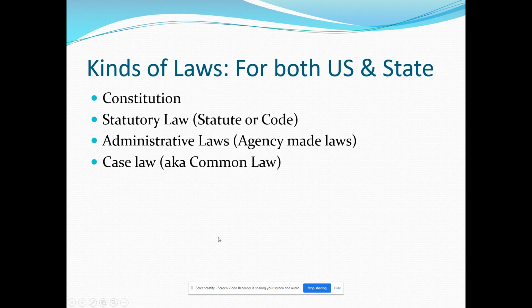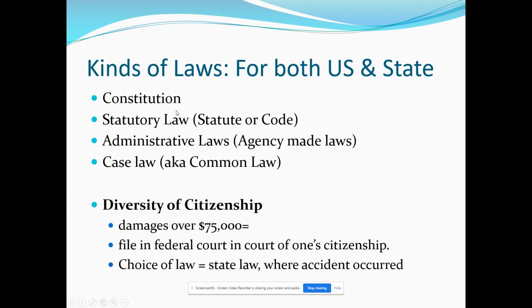Okay, so different kinds of laws that we have. Constitution. The Constitution is the document that establishes the government. We have our United States Constitution and we have our Illinois Constitution. The Illinois Constitution establishes the Illinois state government and the format therein. Then we have statutes, so statutory law, statutes, codes. Remember that there's a T in there. It's not a statue like the Statue of Liberty. It's a statute with a T. They call it code. Statutes are made by our elected representatives.